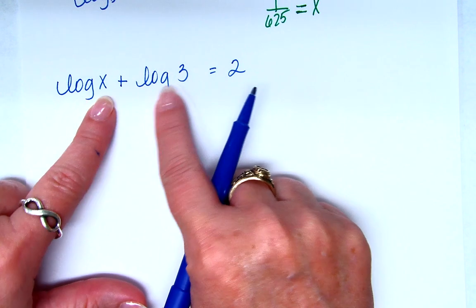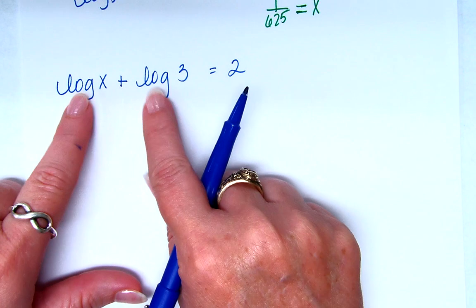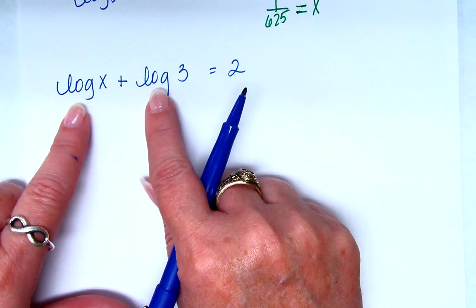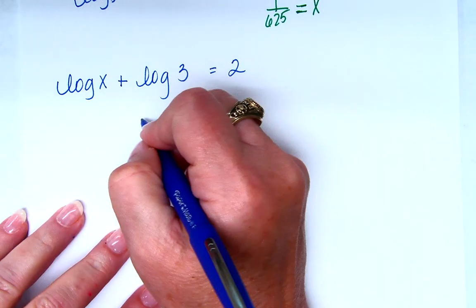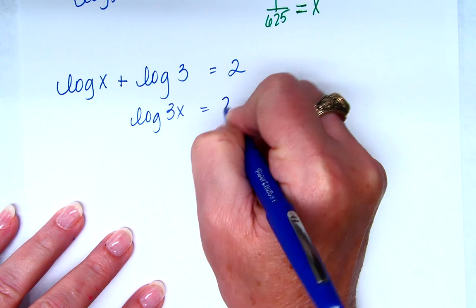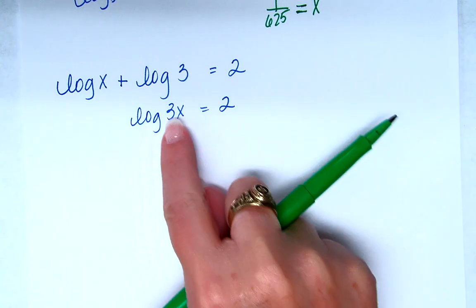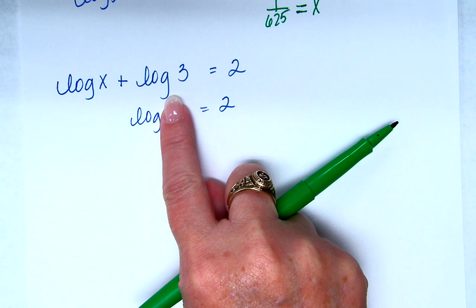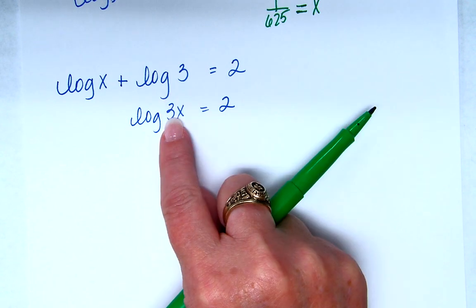Isn't this very similar to what we did yesterday? Right? So when I'm adding two logs together and I want to write the log one time, what do I do with the two things that are here? Multiply them. So log of 3x equals 2. Is the log isolated? Yes, because this 3x is inside the log, right? Okay, now I'm going to have to deal with that 3 in a minute, but not right now, right?